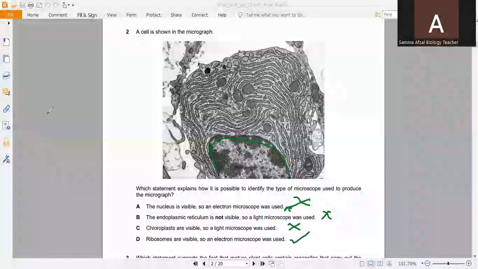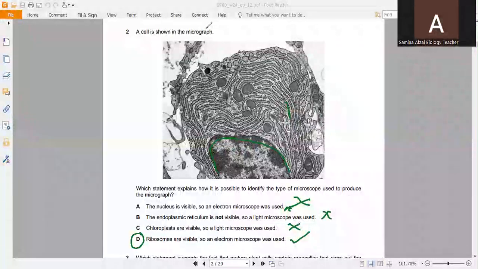Ribosomes are visible, so an electron microscope was used. Yes, this is the photograph which has been taken from the electron micrograph, and ribosomes are visible on endoplasmic reticulum. You can see the dot-like structures on endoplasmic reticulum. So D is the correct option.